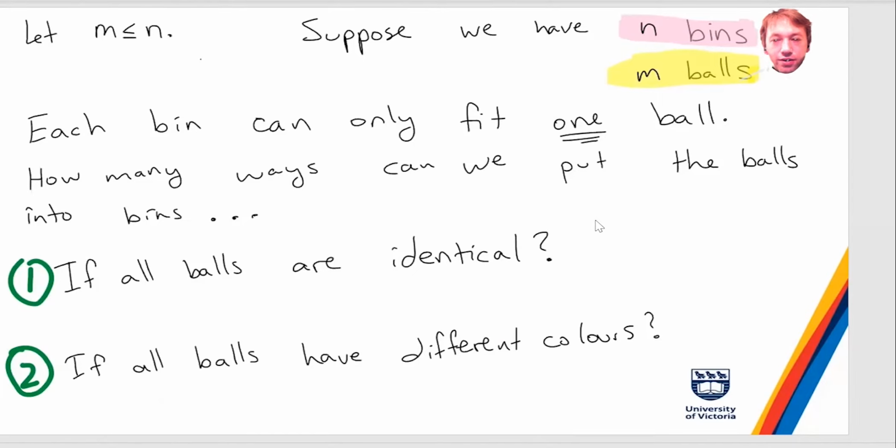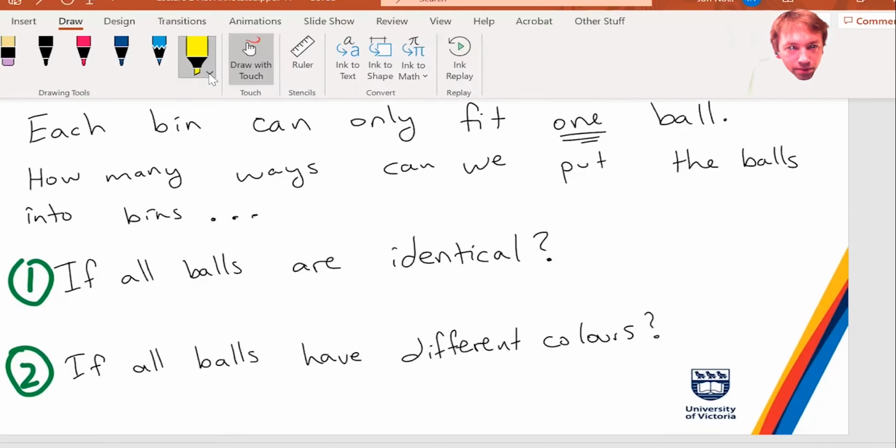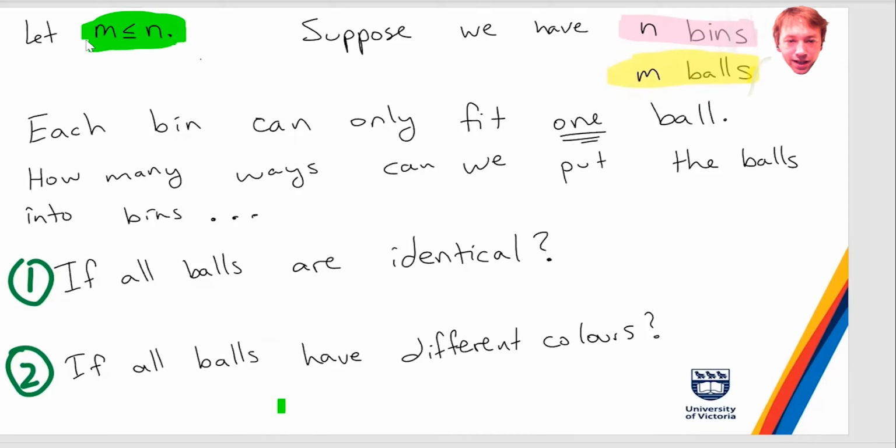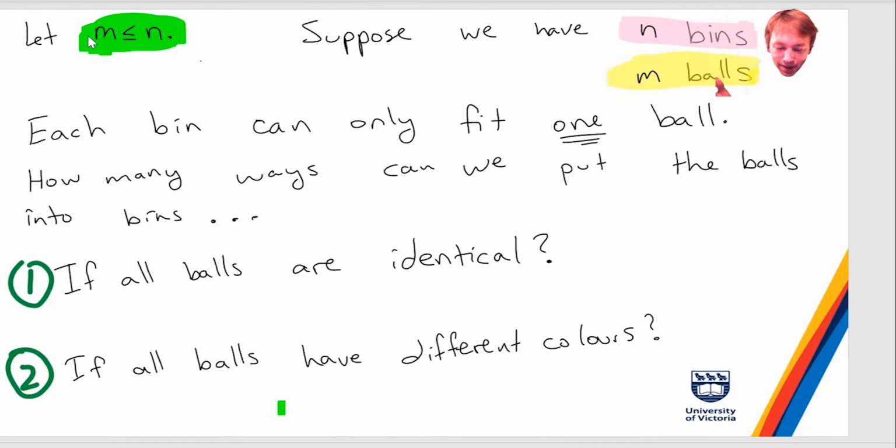Imagine you have n bins and you have m balls, where, to clarify, m here is at most n. They might be equal, or n might be bigger than m. Each bin can only fit 1 ball. So how many ways can I put the balls into the bins?